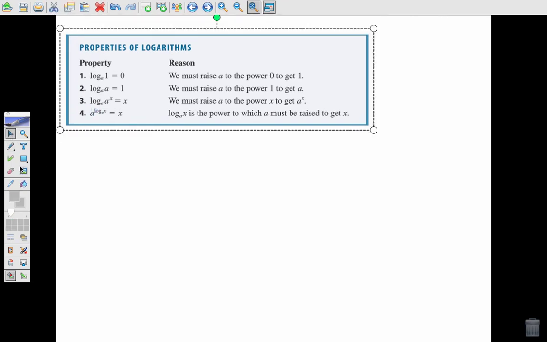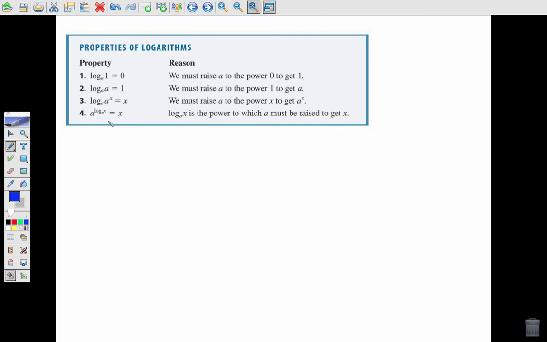Okay, these are the properties of logarithms, and you need to write these down and have these in your notes. Okay, so log base anything of 1 is always 0. Okay, and the reason is because anything to the 0 power is always 1. Okay, so log base anything of 1 is always 0.